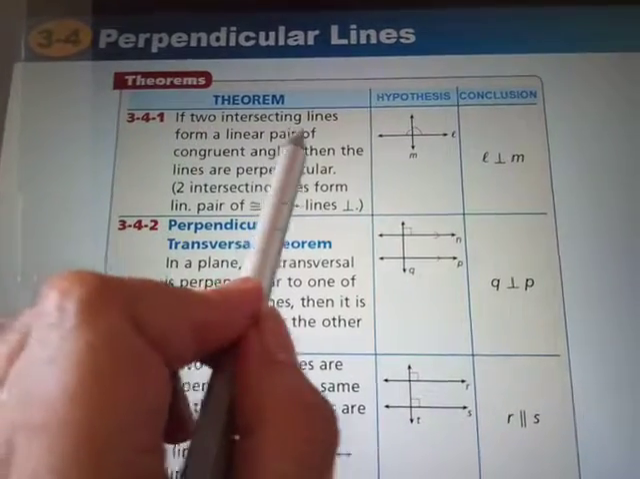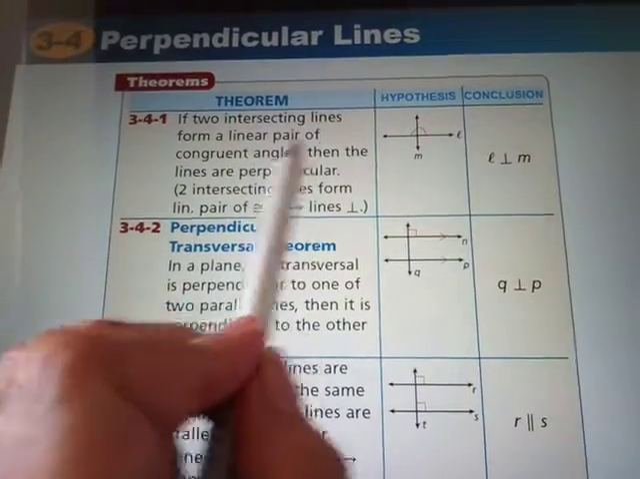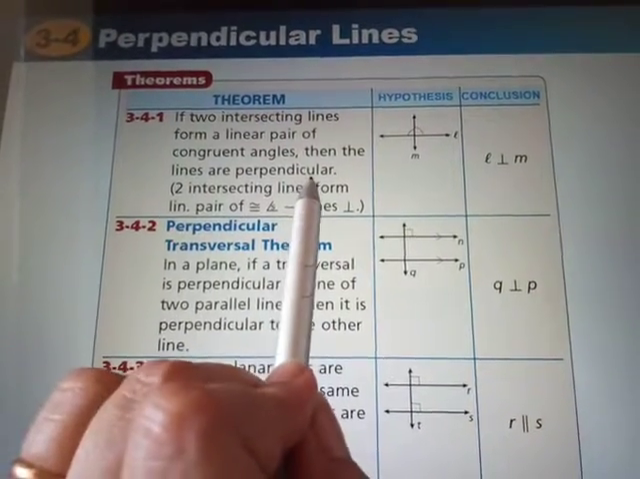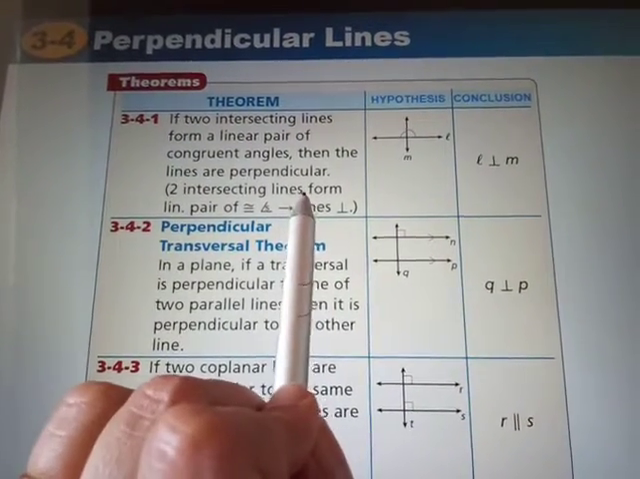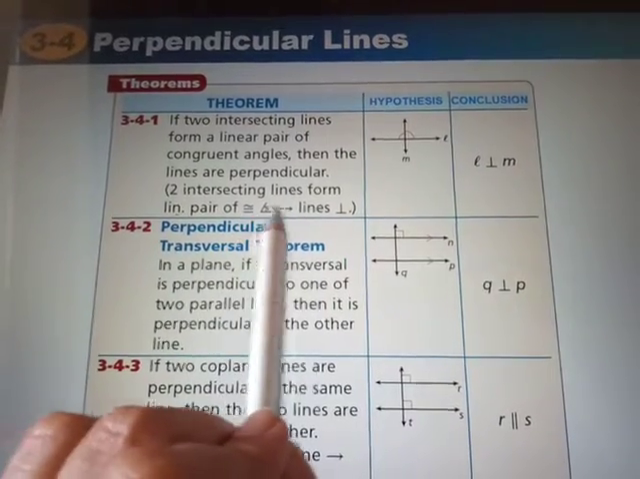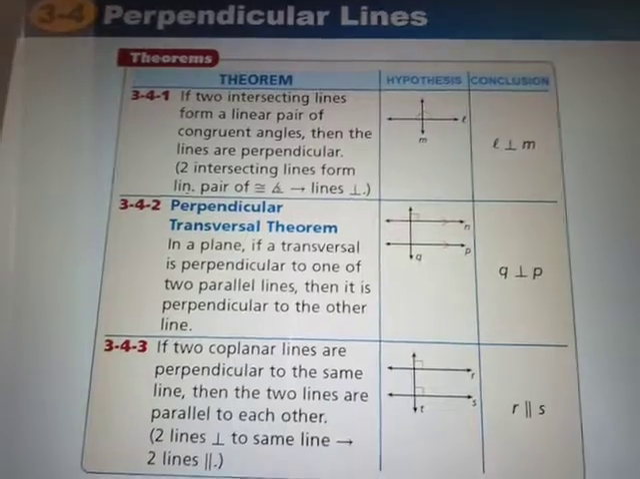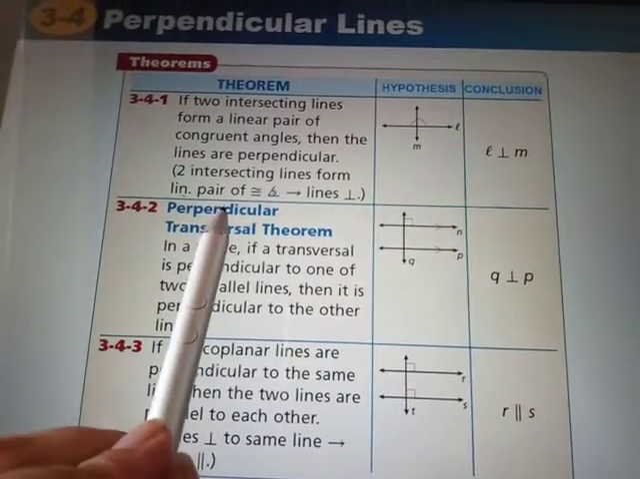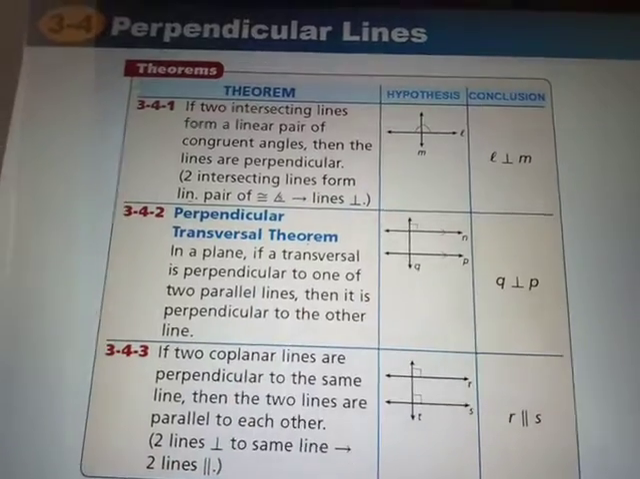If two intersecting lines form a linear pair of congruent angles, then the lines are perpendicular. Two intersecting lines form a linear pair of congruent angles, so they are perpendicular. Understood?